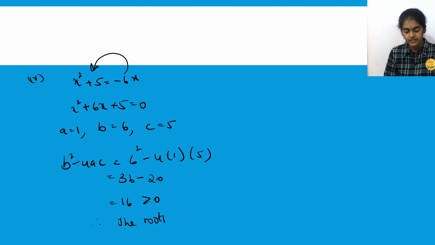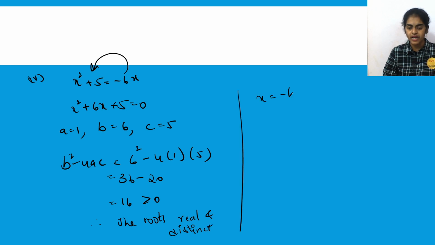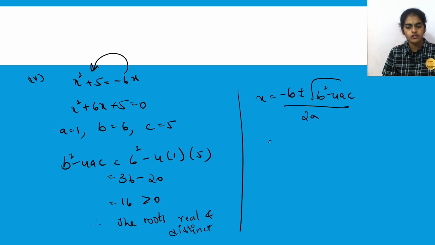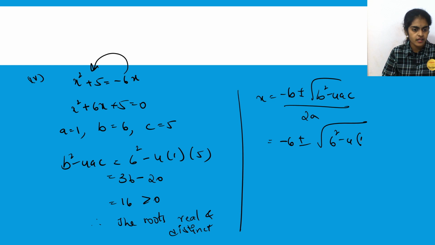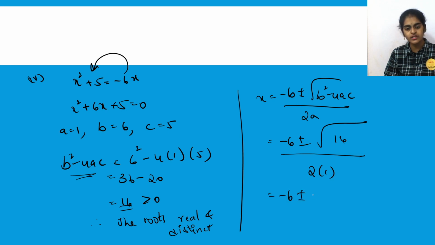Sorry, they are real and distinct. Since it is greater than 0, the roots are real and different. So x equal to minus b plus or minus root over b square minus 4ac divided by 2a. So that is minus b, b is 6, so minus 6 plus or minus root over b square minus 4 into a is 1 and c is 5. So you don't have to actually calculate. You found the value, isn't it? B square minus 4ac is 16. Divided by 2 into a is 1. So minus 6 plus or minus root 16 is 4, divided by 2.